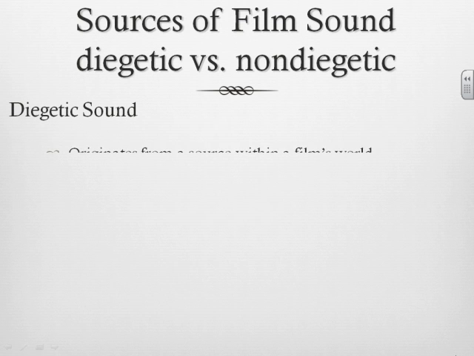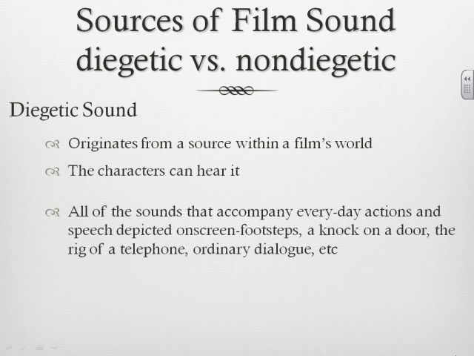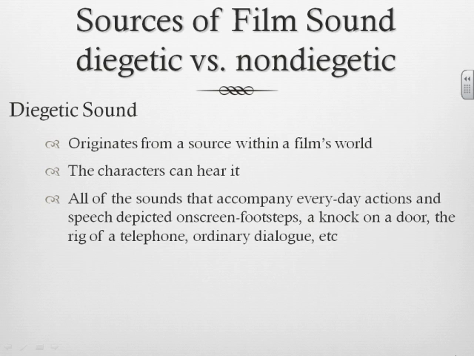Diegetic sound originates from a source within a film's world. The characters can hear it, and it includes all of the sounds that accompany everyday actions and speech depicted on screen: footsteps, a knock on a door, the ring of a telephone, ordinary dialogue, etc. This should be easy to remember since we talked about diegetic elements when we discussed plot.